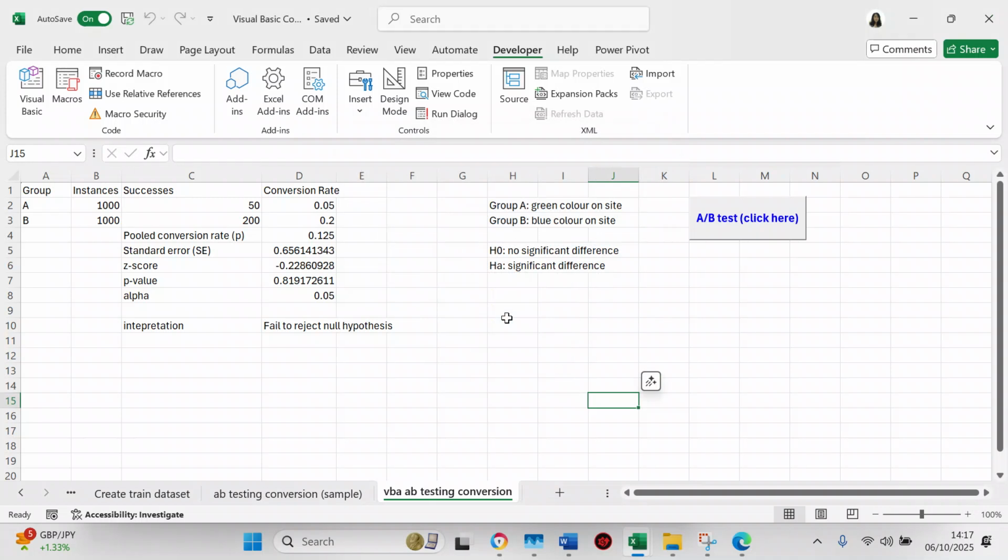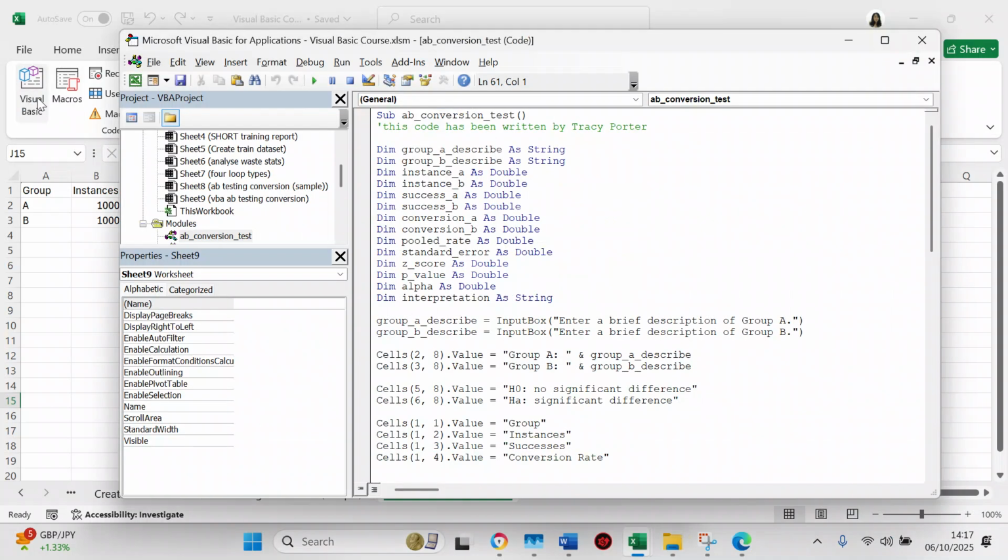I don't know how they came up with that because the conversion rate is 5% on the first one and the conversion rate is 20% in the second one. And then you have a p-value of 0.819. But what we'll do is actually look at the program in Visual Basic. So this is the program.